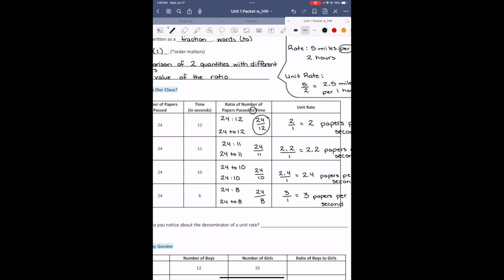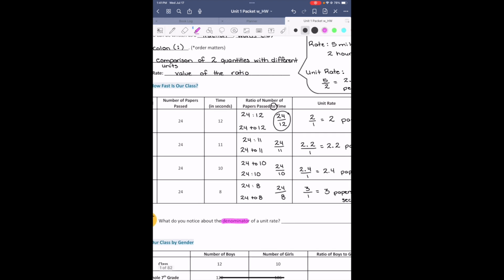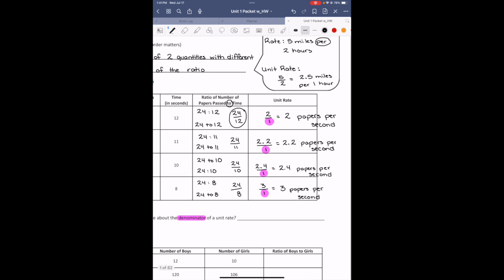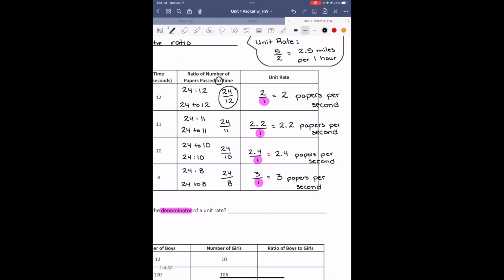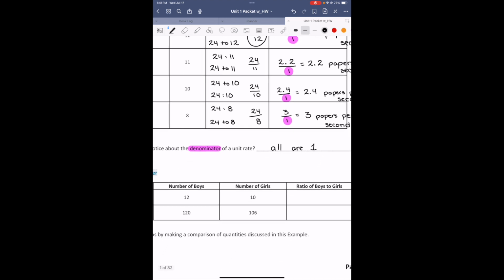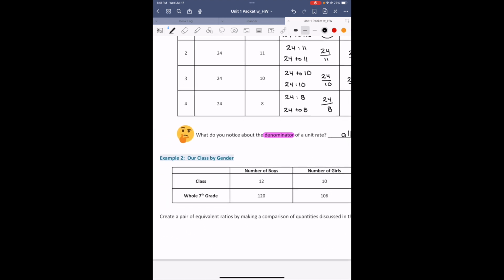Now, if I take a look at my unit rates, every single unit rate has the same denominator, which is the number on the bottom. Every single one of them has a denominator of 1. And that's going to be very specific for your unit rate. Your unit rate is always going to have a denominator of 1, which means we could write it as just a whole number like we did with 2, 2.2, 2.4, and 3. Okay, let's go down to the next example. So this one says our class by gender.